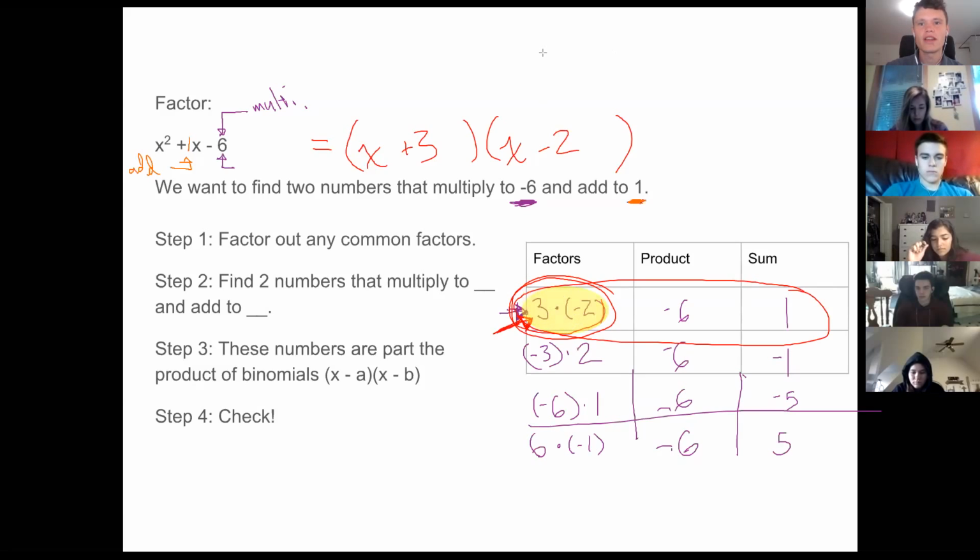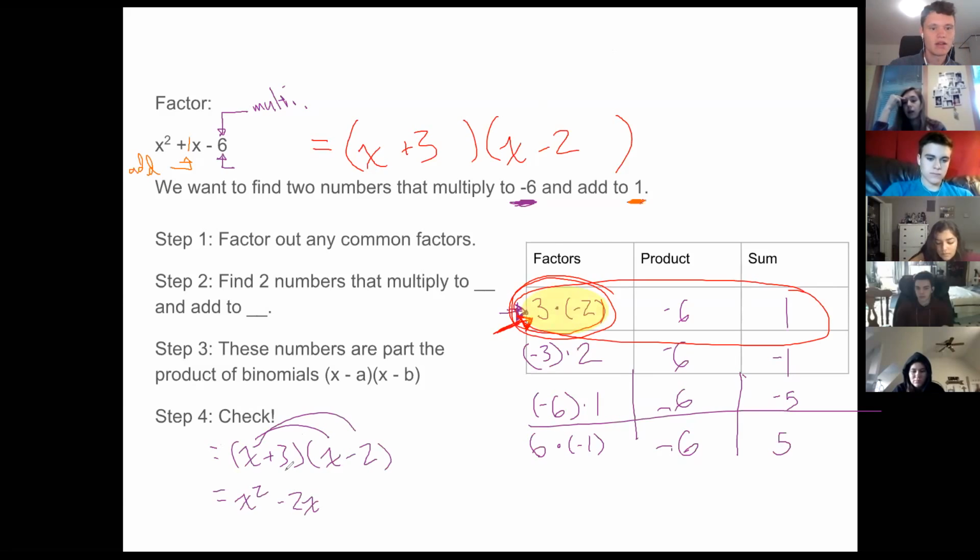Okay. Step 4 is to check. So I'm going to do my checking work down here. We've got x plus 3 times x minus 2. I'm going to do FOIL, so that's x times x is x squared. x times -2 is -2x. 3 times x is 3x. And 3 times -2 is -6. Notice this interesting thing. We've got -2x plus 3x, so we're adding -2 plus 3. That gives us just x and then -6.